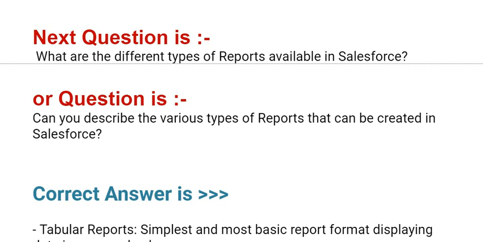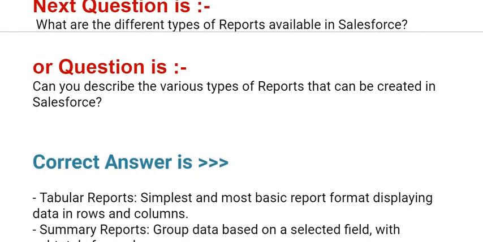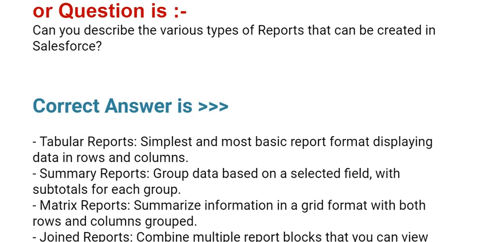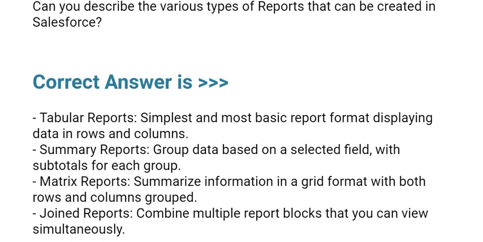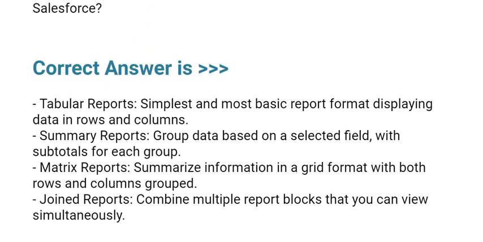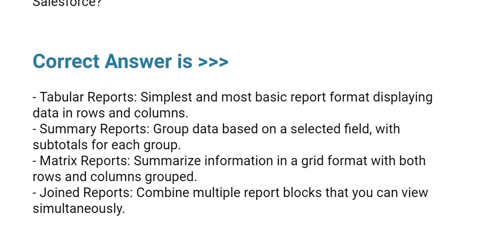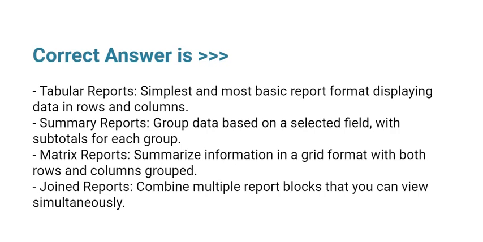The simplest and most basic report format, displaying data in rows and columns. Summary reports group data based on a selected field with subtotals for each group. Matrix reports summarize information in a grid format with both rows and columns grouped. Joined reports combine multiple report blocks that you can view simultaneously.